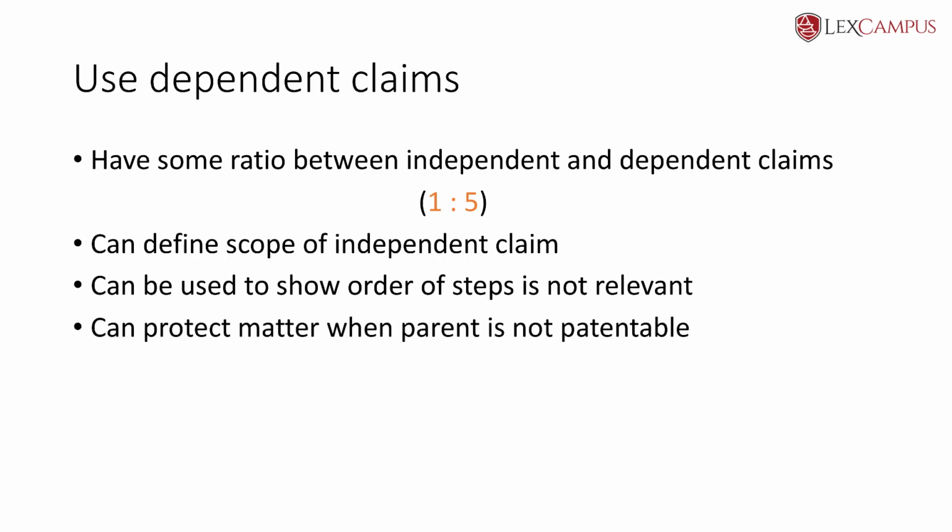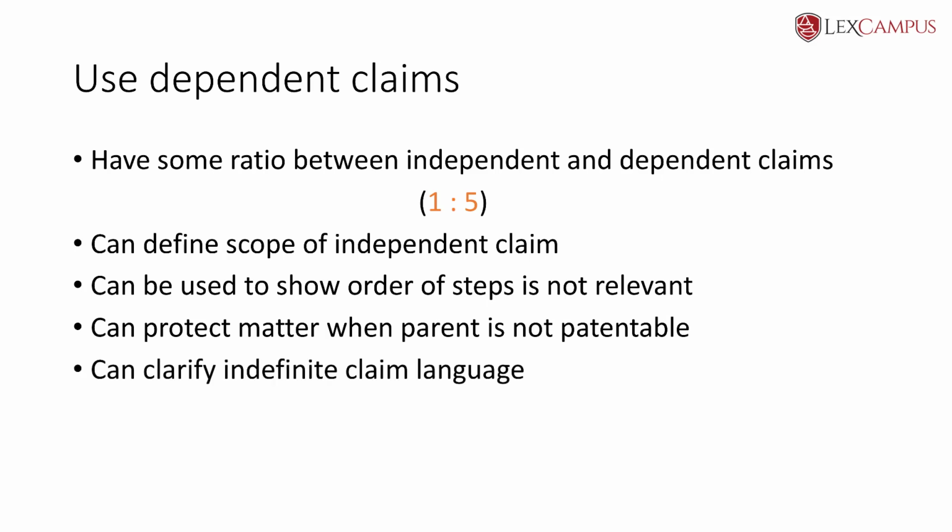To protect matter when the parent is not patentable. Now you could use dependent claims, which we had already mentioned in the context of refilling ink cartridges. There are some controversies as to whether such a claim can be allowed. Without getting into the merit of it, you could use a way of doing a particular thing when the thing itself cannot be patented.